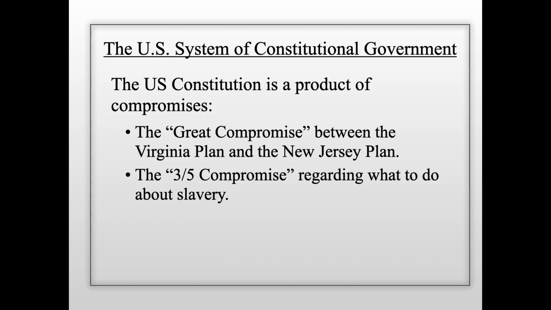Another big compromise, the Three-Fifths Compromise, had to do with slavery, which was a very big issue at the Constitutional Convention. The one thing that Southern slaveholding states like Virginia wanted to do at the Constitutional Convention was to protect their right to have slavery. And they succeeded in that.